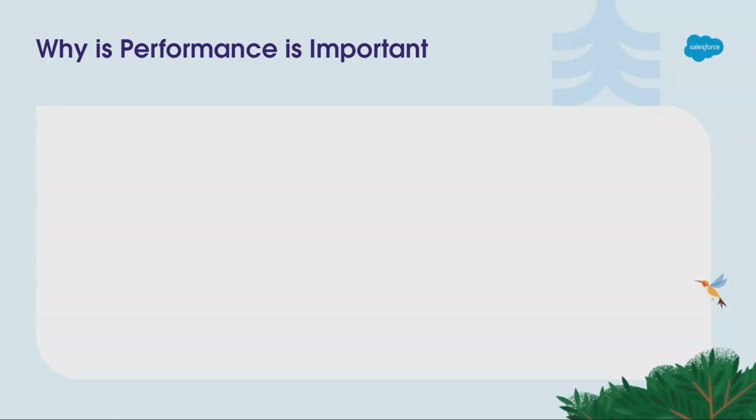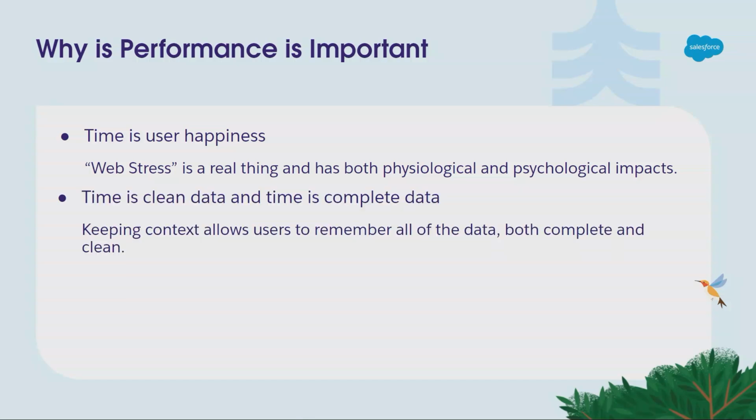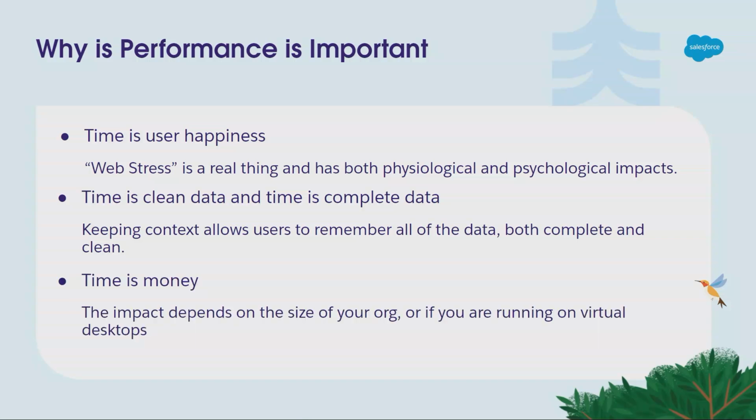Why is it important? There's lots of reasons. One, it's user happiness. There's actually lots of research around the psychological and physiological effects of slow applications. It's data cleanse, it's data completeness. If you have to keep the context in your head of what you want to put into a system while a text message comes in or a Slack message, and then you've got to try and remember to get it in, that's going to get dirtier as time goes on. And in this AI sort of first world, data cleanliness is super important. And the old adage, time is money.